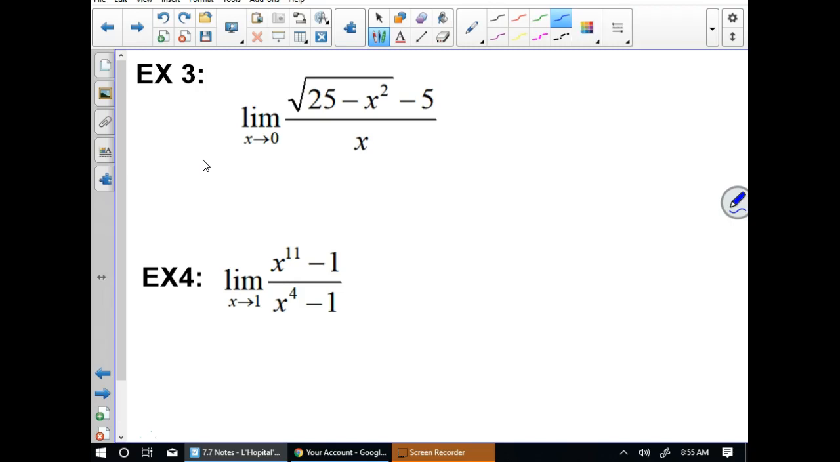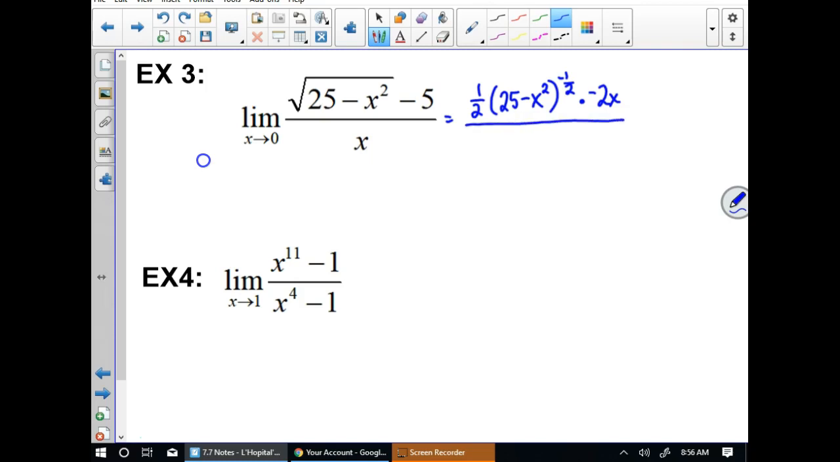So the other thing we can do here is we can take the derivative. So this is like 25 minus x squared to the 1/2 power. So we would have 1/2 times 25 minus x squared to the negative 1/2. And then when you take the derivative times negative 2x, let's use a chain rule on that. Okay, and when you take the derivative of that 5, it's just 0, so it goes away.